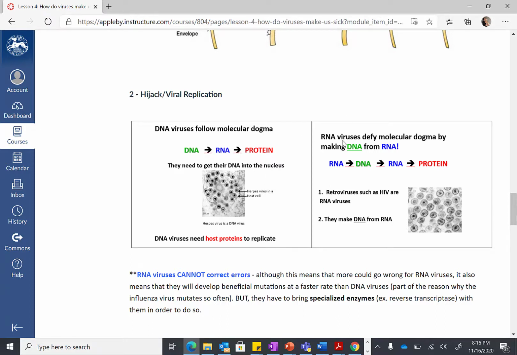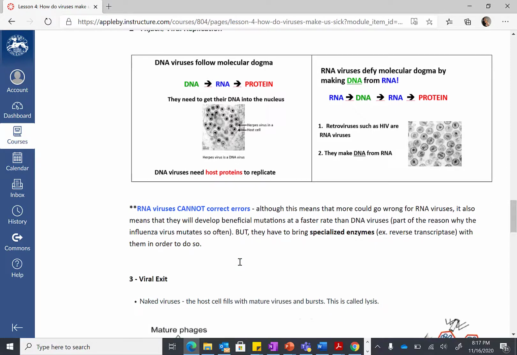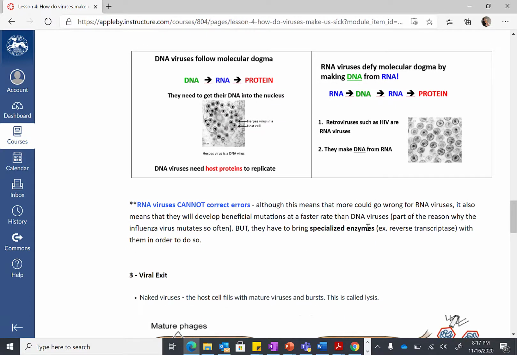In an RNA virus, it works a little differently because you're starting with RNA, and then you actually make DNA from that RNA. And then from that double-stranded DNA, you're making another strand of RNA, and then that gets converted into your proteins. And in order to do this, the RNA viruses need to bring in specialized enzymes because our host cells can't go from RNA to DNA. And so I wrote a little note down here, and it just says they have to bring specialized enzymes.